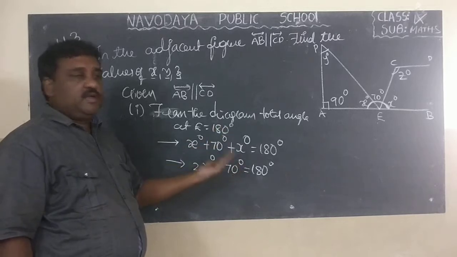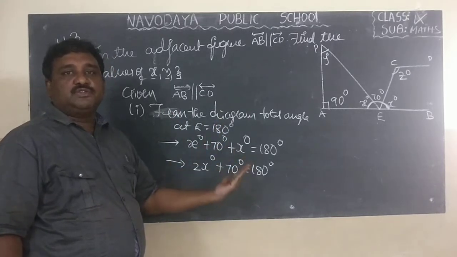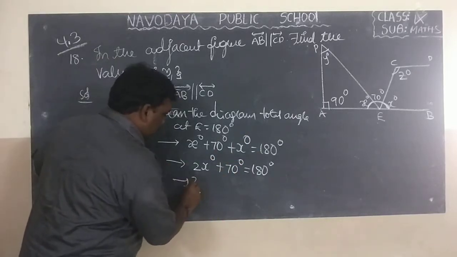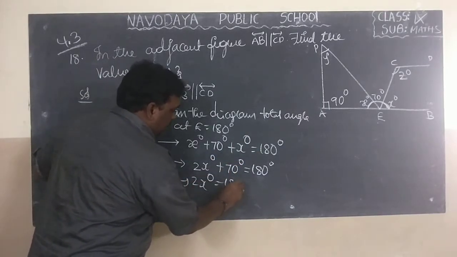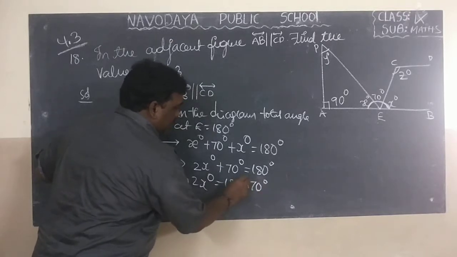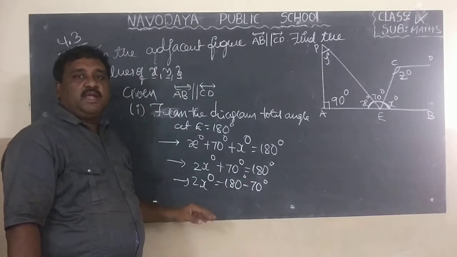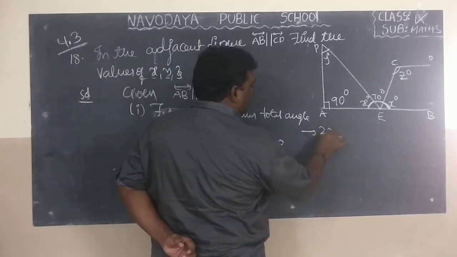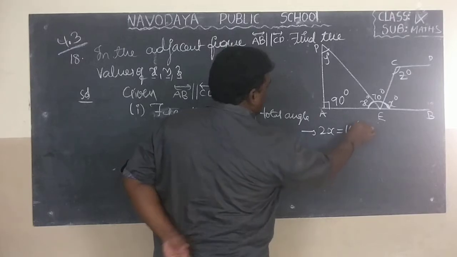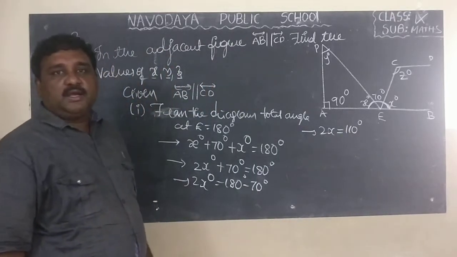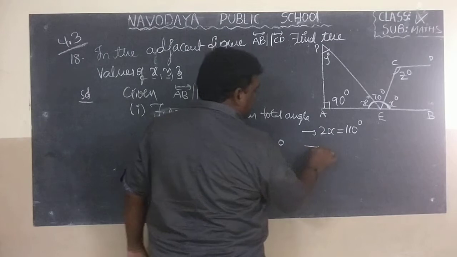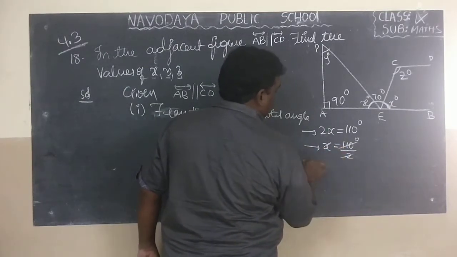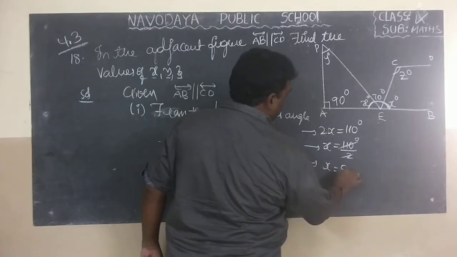Then what is the next step? Plus 70 is moving to right side. Plus 70 becomes minus 70. So 2x equal to 180 minus 70. What is 2x value? 180 minus 70. Then 2x equal to, let us do subtraction, 110 degrees. 2x equal to 110 degrees. Then what is x value? x equal to 110 by 2. Cancellation, x equal to 55 degrees.